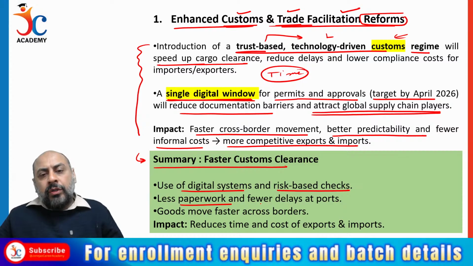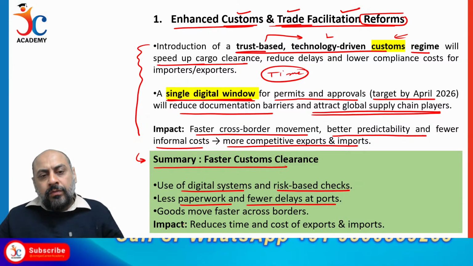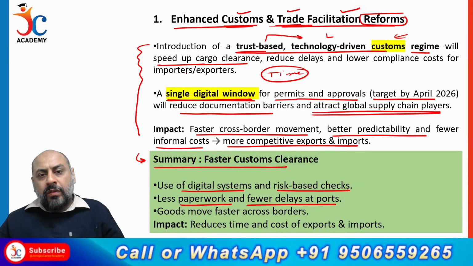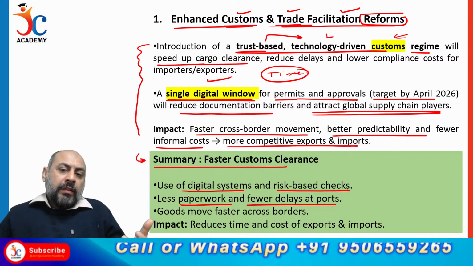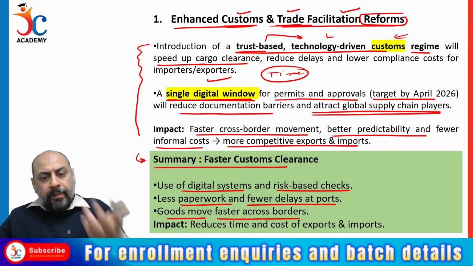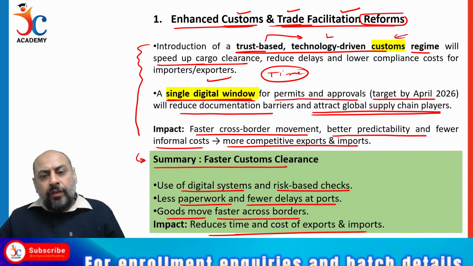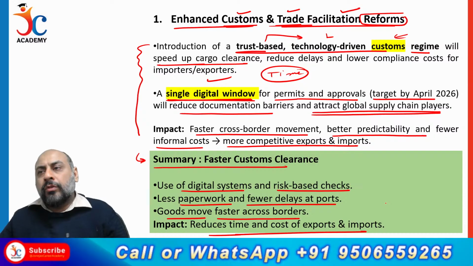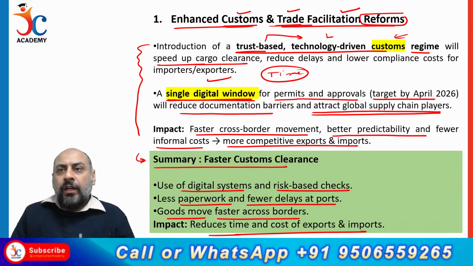So paperwork is reduced and there are fewer delays at ports. Why fewer delays? Because you're giving a single window, and that will bring down delays, and the goods will move at a faster pace across borders. This will reduce the time and cost of exports and imports. I hope this point is well understood.